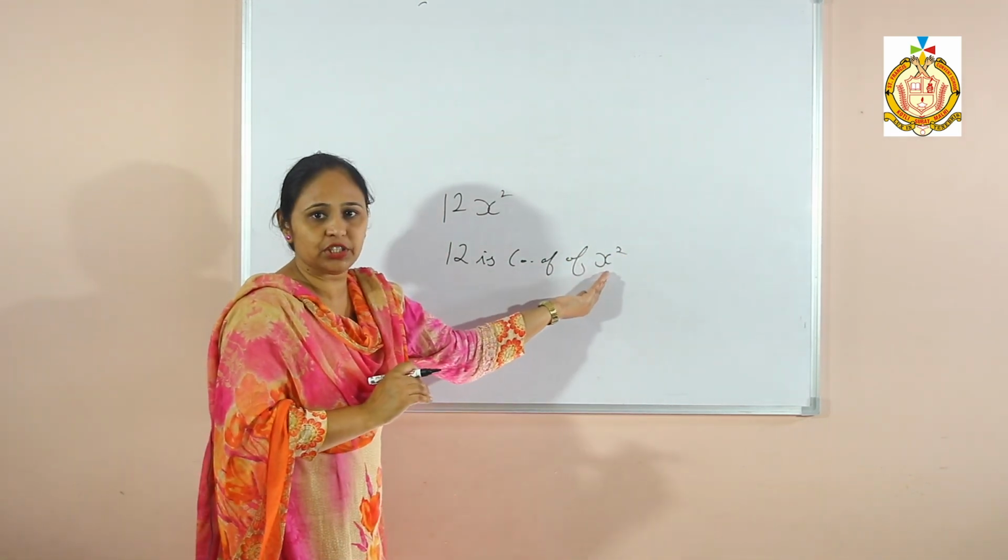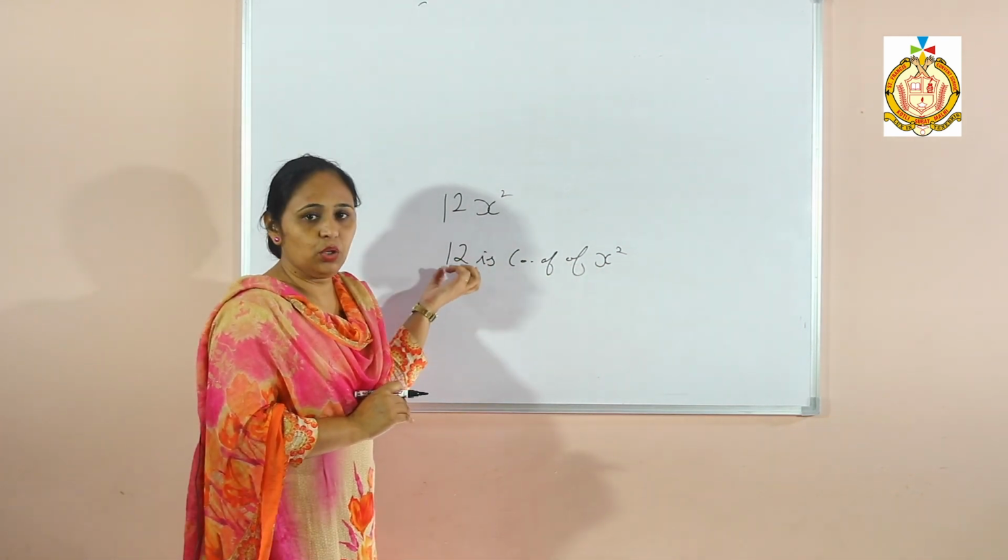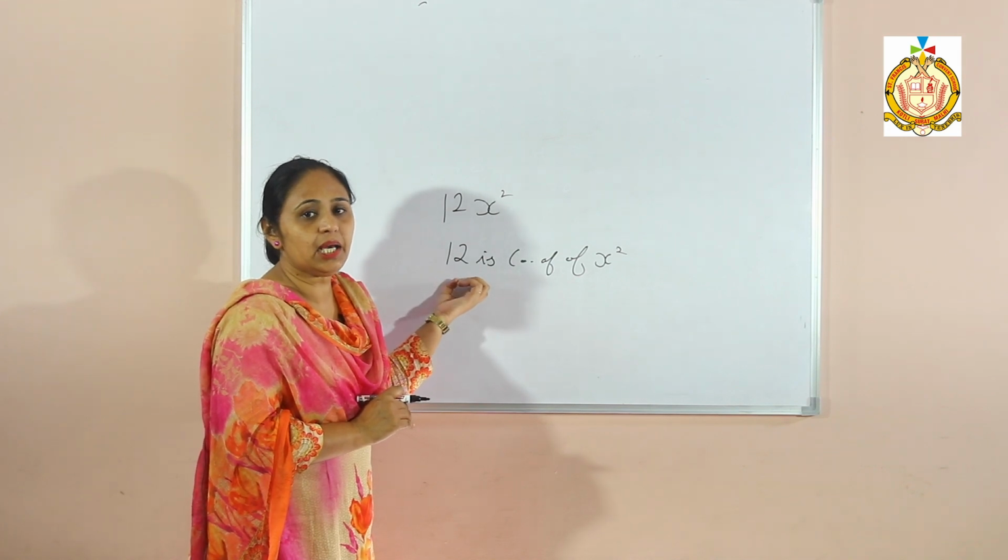That means the variable is not the coefficient. Only the number is the coefficient. A variable multiplied with any number, that number is called the coefficient.